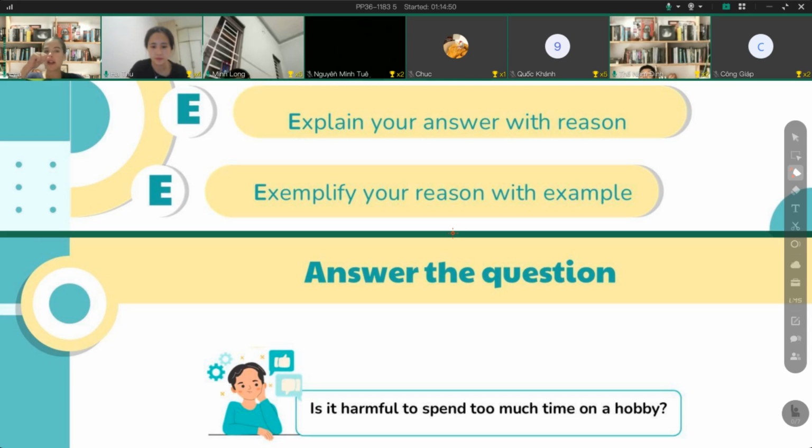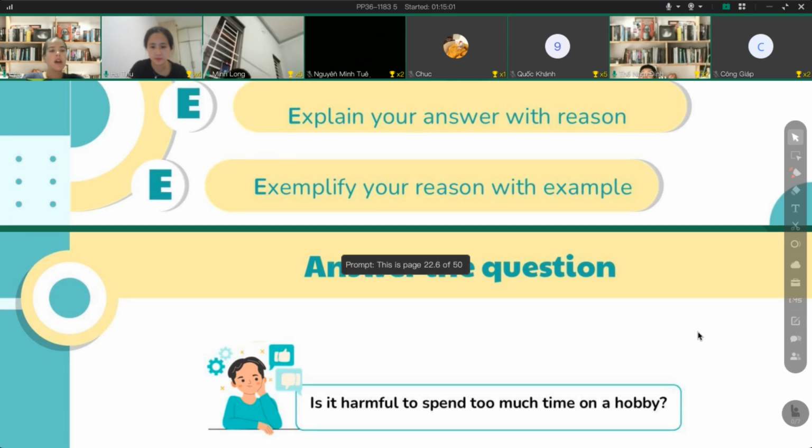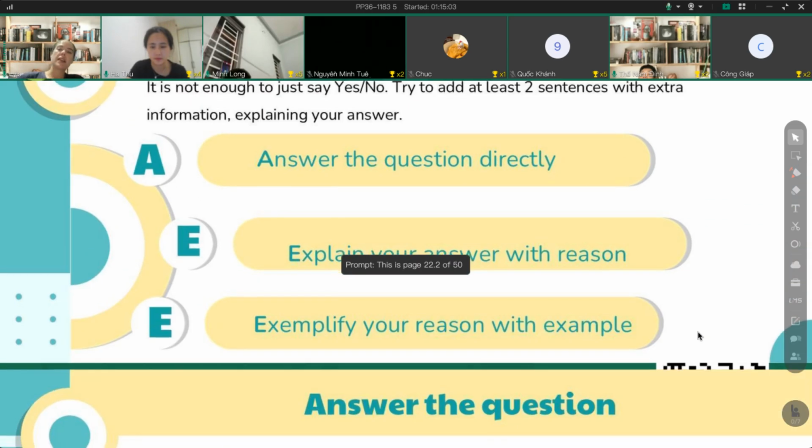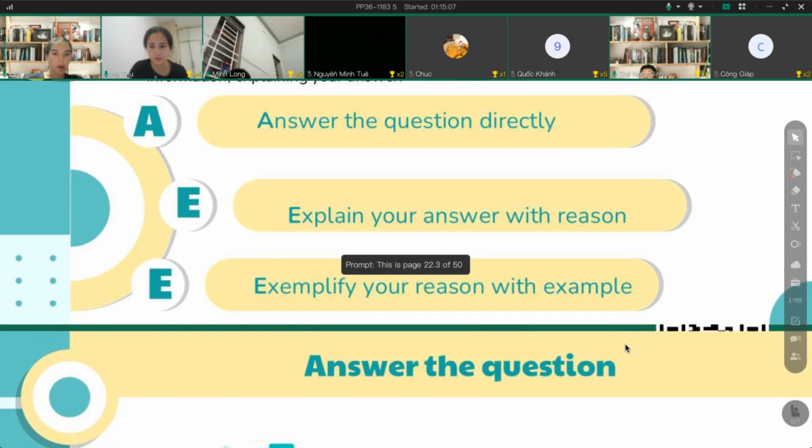It's very important that you keep practicing this. In our next speaking lesson, we will be doing this again. Okay. This is important for your listening test because you need to get points on all of these areas: answer, explain, and exemplify. Okay. So you need to be comfortable with this.